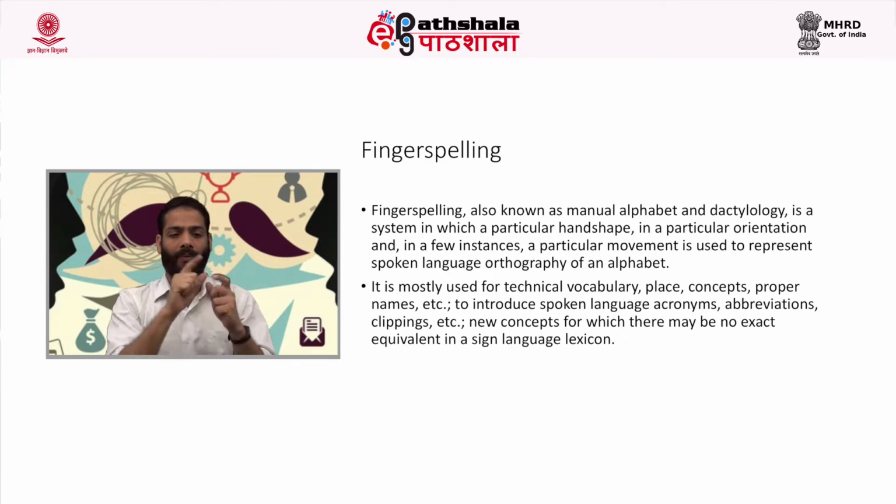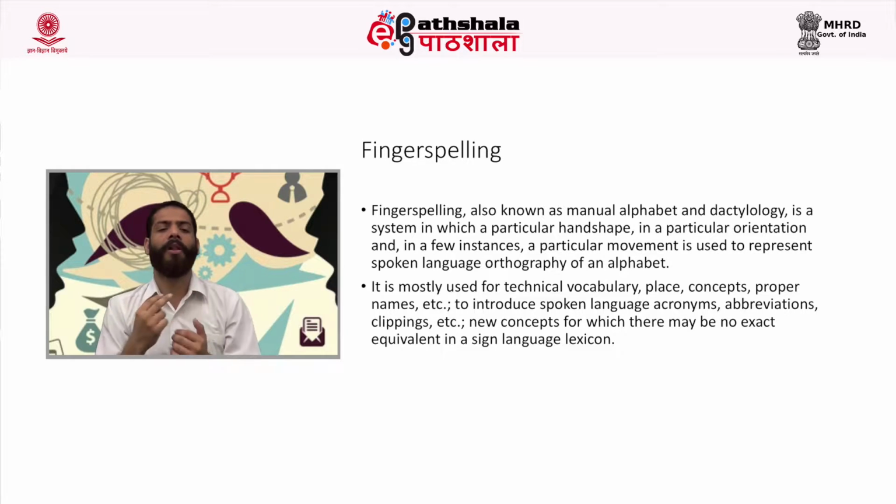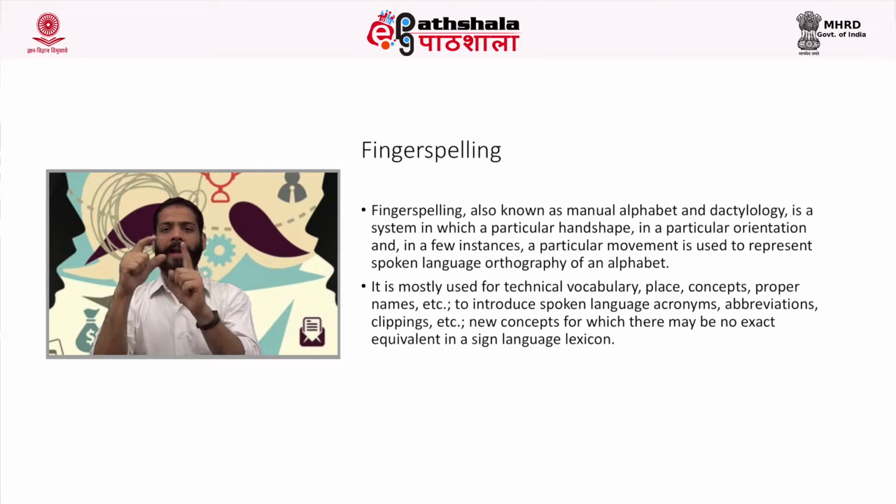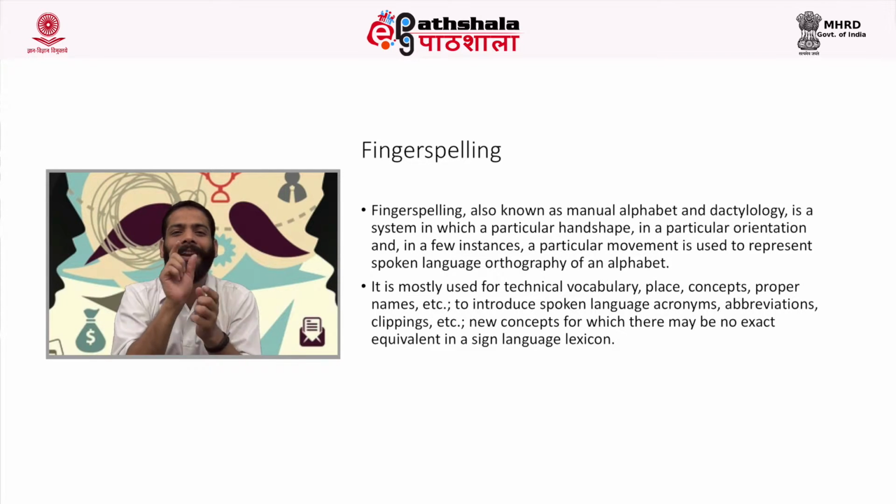Our next topic is fingerspelling. Fingerspelling is also known as manual alphabet and dactylology. It is a system in which a particular hand shape in a particular orientation, in a few instances a particular movement, is used to represent spoken language orthography of an alphabet. It is mostly used for technical vocabulary, places, concepts, proper names, etc. For new concepts for which there may be no exact equivalent in a sign language lexicon, fingerspelling can be used.